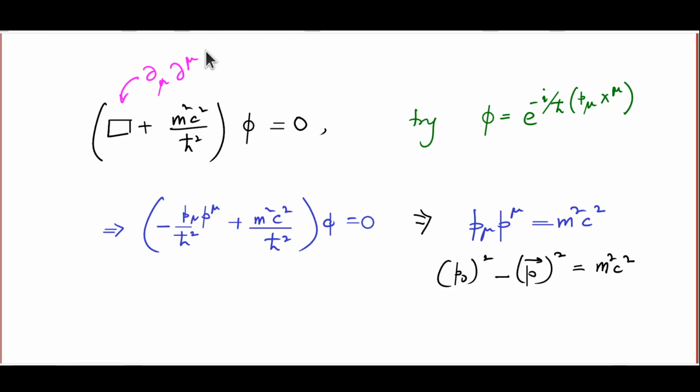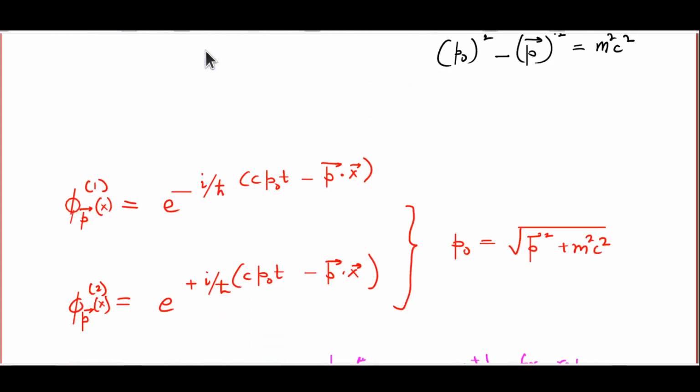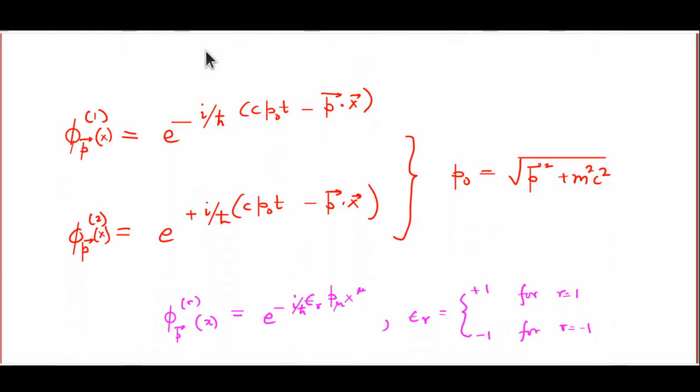Now, just to summarize, we have two solutions here for any given P vector value, and these two solutions can be written down as solution number 1 and solution number 2. Notice that in both of these we have chosen P0 to be the positive square root of P square plus m square C square, but the term with P0, P0 Ct, comes with a factor minus i by h cross in the first expression and plus i by h cross in the second version.